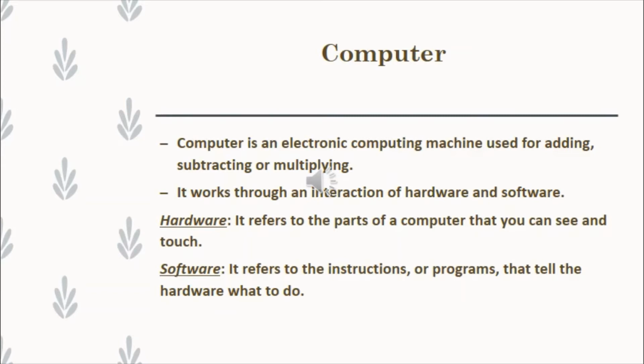Coming towards software. Software refers to the instructions or programs that tell the hardware what to do. We deal with word processing programs to write letters on the computer. That is a type of software. An operating system like Windows, Linux is software which manages our computer and all the devices which are connected to it.